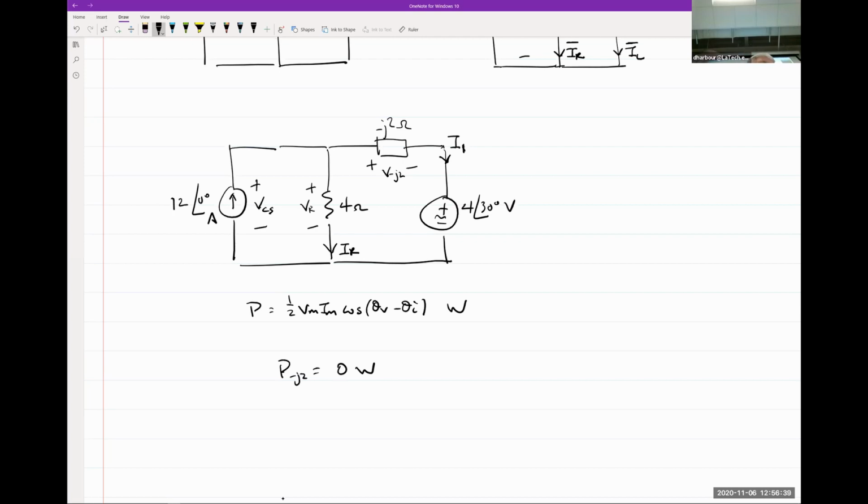Don't even have to find it, because when they turn out to be a 90-degree phase shift and we do the cosine of theta V minus theta I, cosine of 90 is 0, we're done. Okay? So just work on the other three. Good thing to know: the average power in an inductor or capacitor is always 0. For the others, just find the voltage across them and the current through them, and then use the equation 1/2 Vm Im cosine of theta V minus theta I. Okay, so that's the average power asked for in that third one.